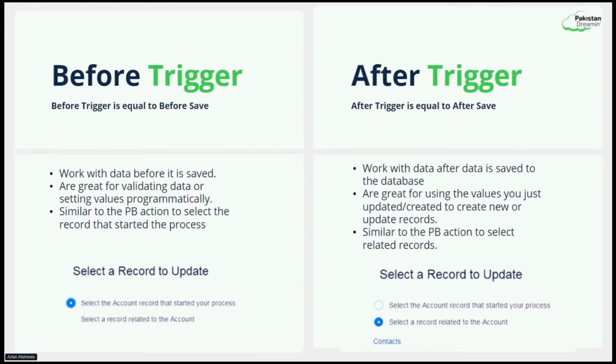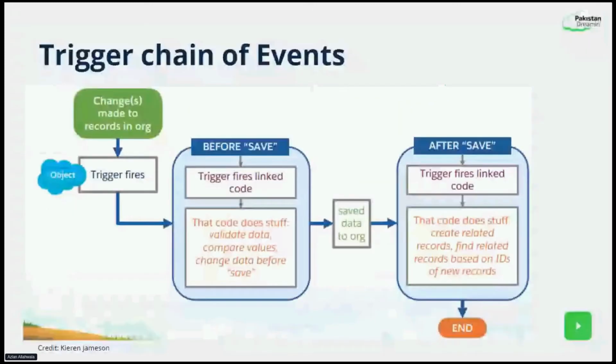In the next slide, I have a great visual representation of before and after triggers. I'll give you a scenario. Imagine you made a change to a lead record, and on the lead object there's a trigger. Let's say that trigger is waiting for a lead record to be inserted. In the trigger, there will be a section before save, and in that section you would say, I want to do the following things to the record that is being inserted. That's the before trigger. You're doing some checking, validating the data that is coming in.